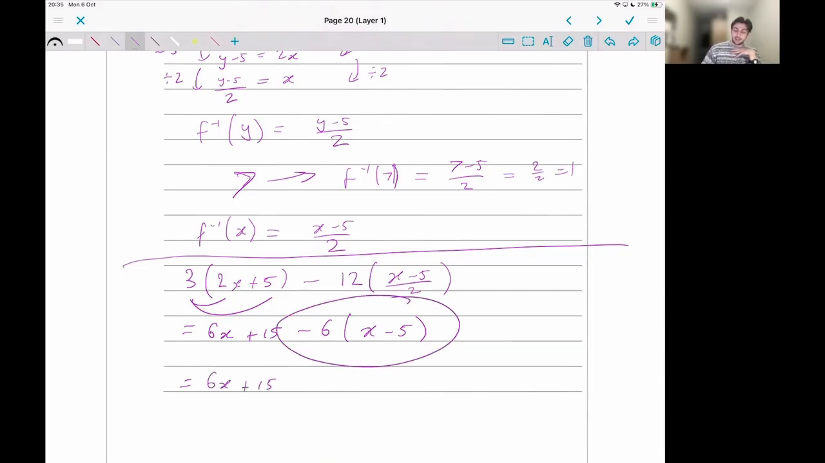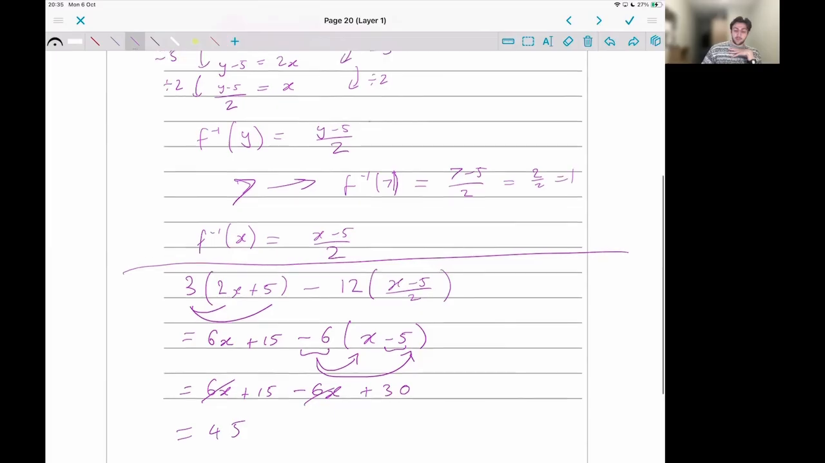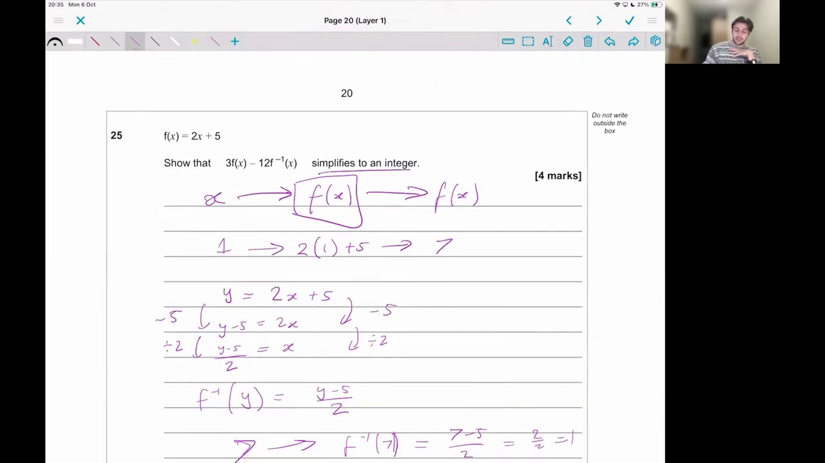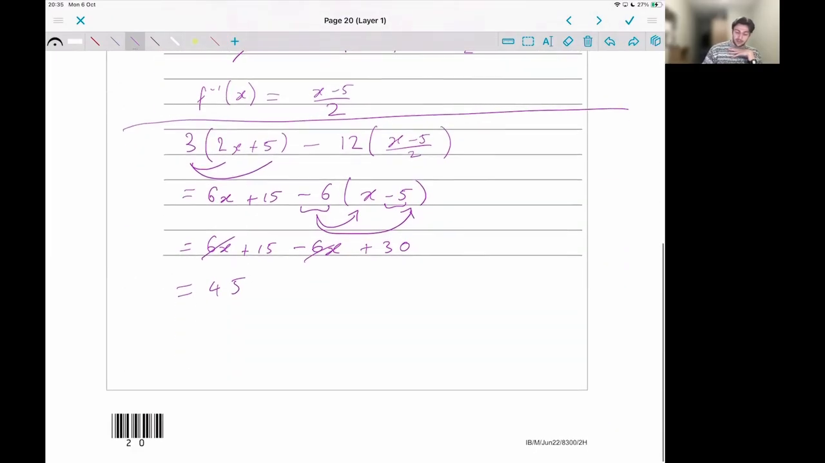Now we're going to expand these brackets. Again, don't forget your minus sign when you're expanding. So it's minus 6 times x to get minus 6x. And then minus 6 times minus 5. So it's all of that times all of that, so you get plus 30. Now we can look for similar things. We've got a 6x here and a minus 6x here, so they're going to cancel. They're going to disappear. Then we've got a 15 and a 30. That makes 45. And what we were asked to prove was that it simplifies to an integer, 45, which is an integer.